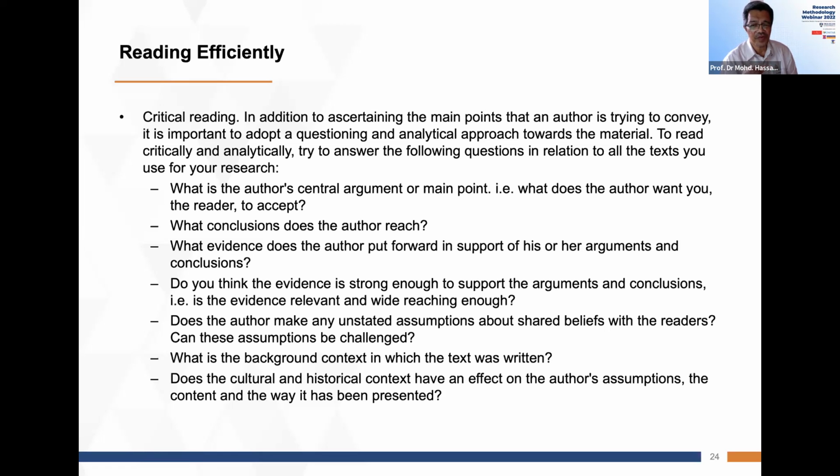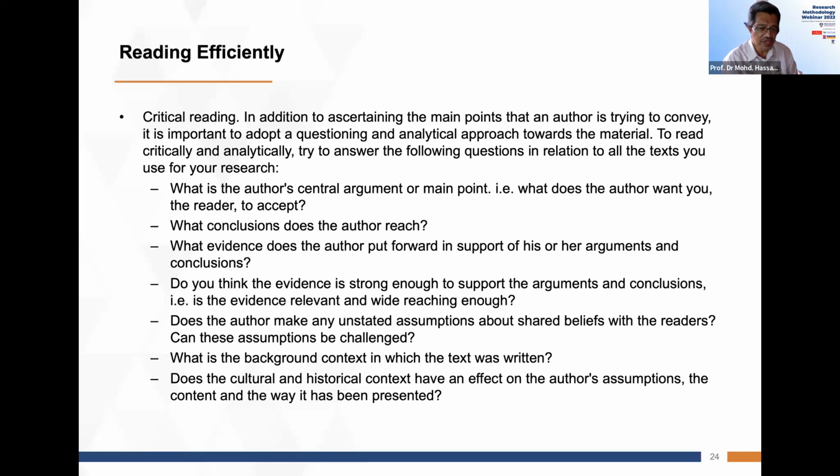Try to answer the following questions in relation to all the texts you use. As you read the literature, the text that you need to prepare for your literature review, try to ask the following questions. For example, what is the author's central argument or main point? What is his argument? What is his main point? What does the author want you, the reader, to accept? What is it actually that he's trying to convey to you? Ask the question: what conclusion does the author reach? What is the conclusion of his paper? What is he trying to reach? Okay, what is his conclusion of his paper?